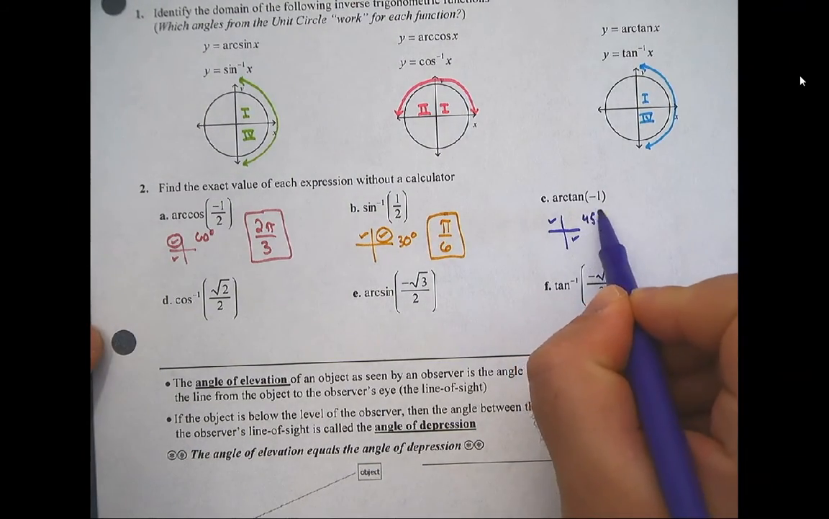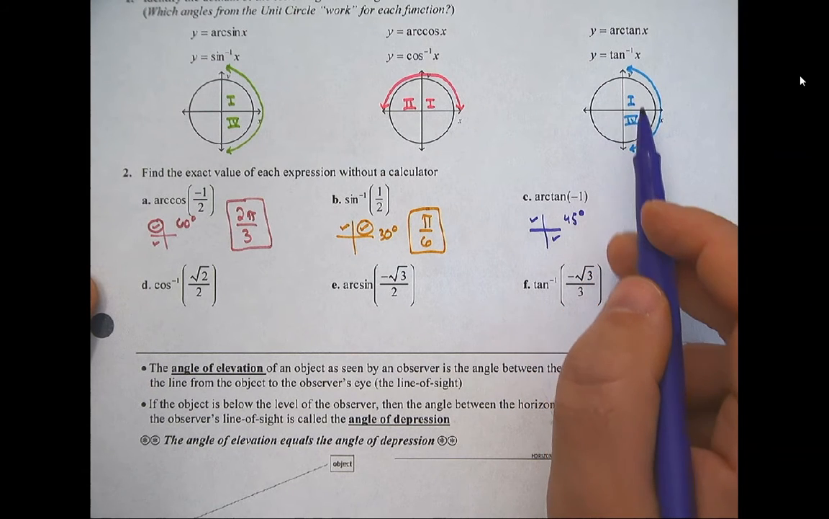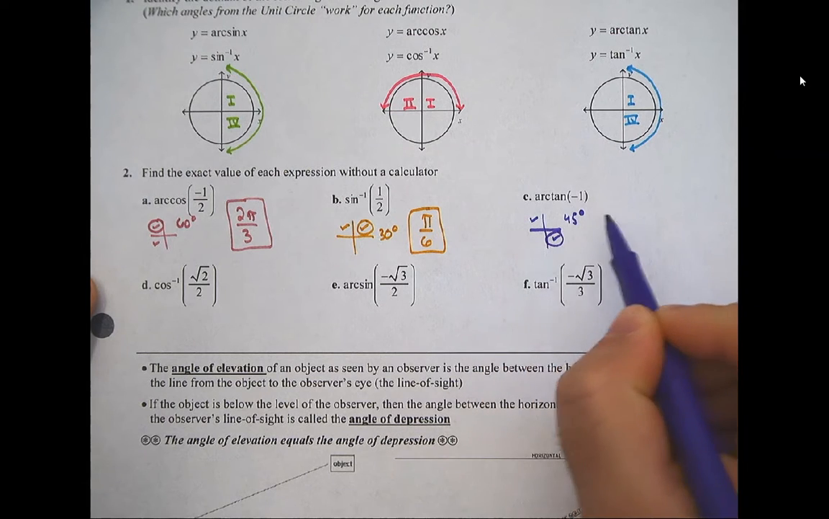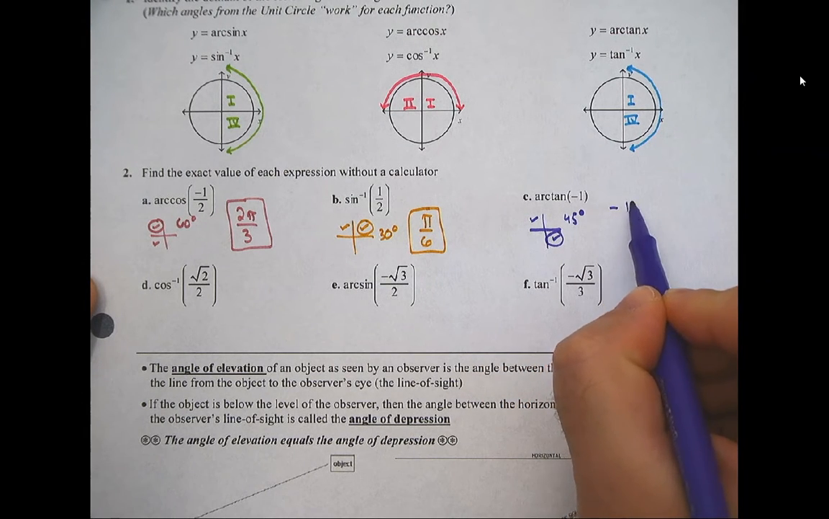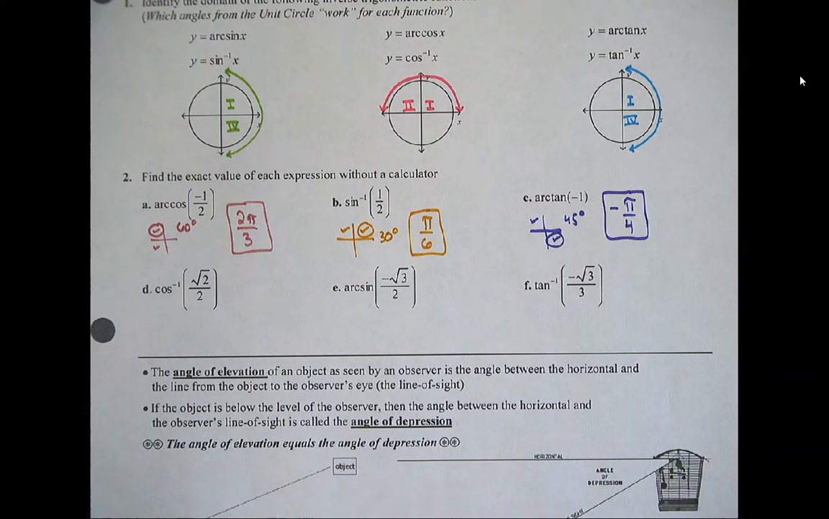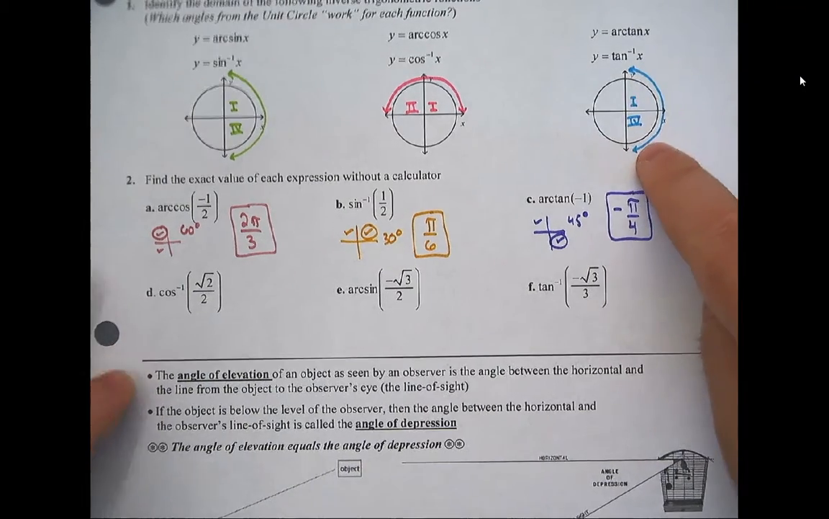45. But now I need to cross-reference back with arctangent's domain. And arctangent only lives in 1 and 4. So I'm going to circle the one that's in 4. The 45 that's in 4 is negative pi over 4. Now this is another one of those sticky points where, if you're being a sticky mathematician, look, this lives from negative pi over 2 to positive pi over 2.